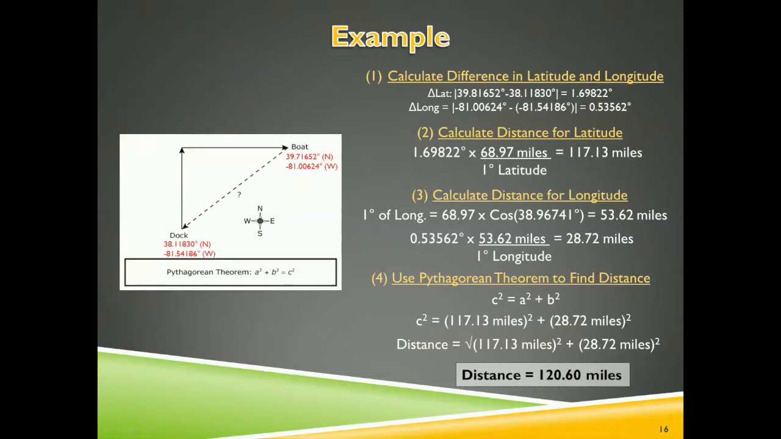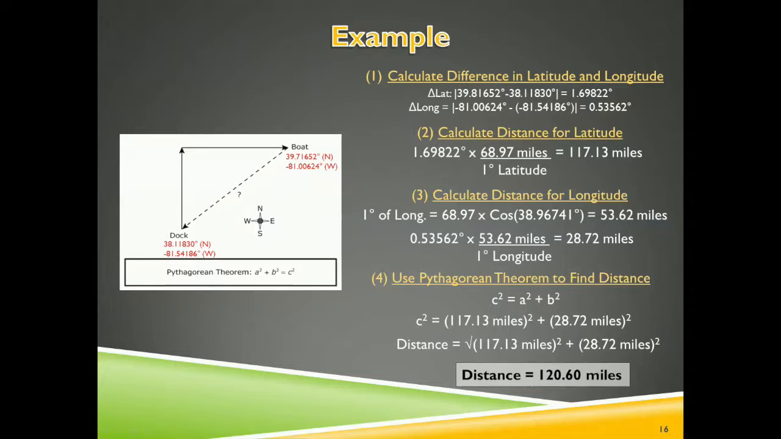Next, we calculate the longitude distance. 1 degree of longitude equals 68.97 miles times the cosine of the average latitude. This can be obtained by taking our 2 latitude points and adding them together and then dividing by 2. This works out to 53.62 miles. Then we take 0.53562, which was our difference in longitude, multiplied by 53.62 miles, and we arrive at 28.72 miles.